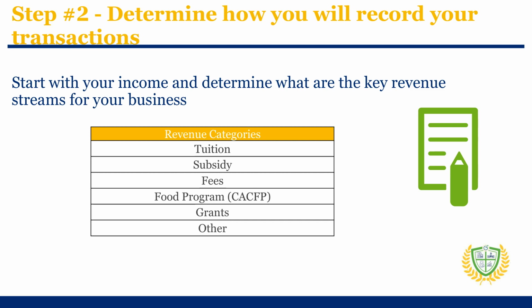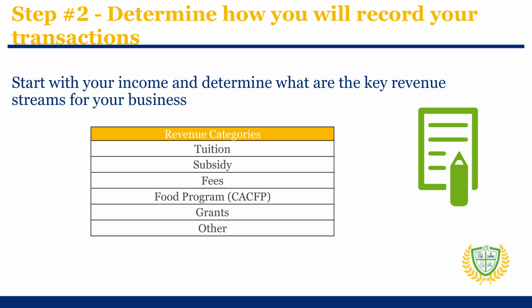Now that you've determined how you will account for funds, you need to determine how you're going to record your transactions. For many small childcare businesses, it will be easy to record transactions on a sheet of paper or a spreadsheet, such as Microsoft Excel or Google Sheets. Remember, if you are using QuickBooks and ELV, those two programs can share information to make your process easier. You want to set up some simple categories to start. Begin with your income.